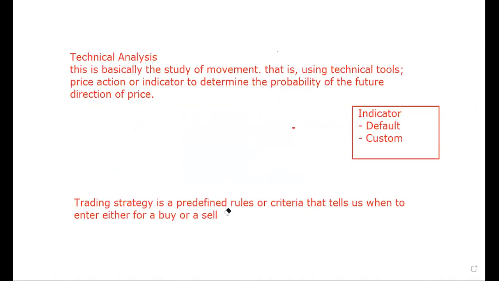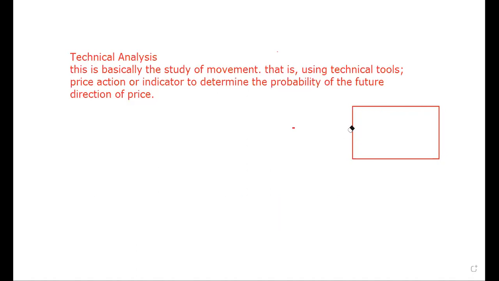Okay, good. So now let's go to how you can build your trading strategy using indicators. This afternoon I'll be talking about 3 different indicators. Out of these 3 different indicators, you can now build your trading strategy around it. Anyone that is easier for you to spot is what you will be using for your trading strategy.